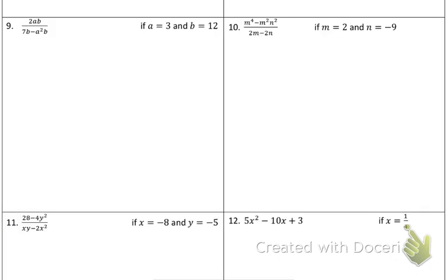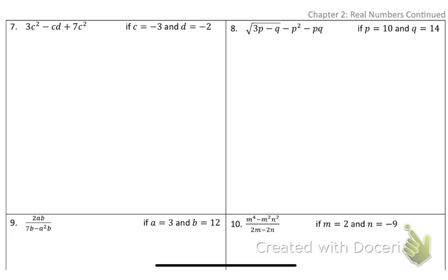Oh, yes, number 8. Okay, number 8 says square root of 3p minus q minus p squared minus p times q. Now, remember, on the test, I'm giving you a point for just knowing how to plug this stuff in, okay? So if you just do this, you already have 1 point. That's the square root of 3 times 10 minus my q, which is 14, minus p squared, which is 10 squared.